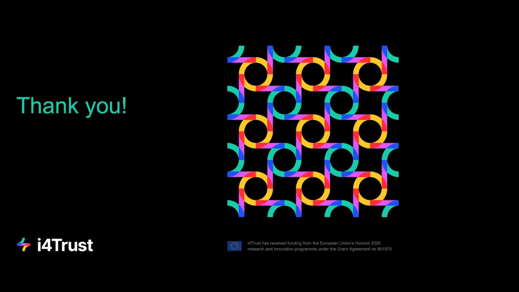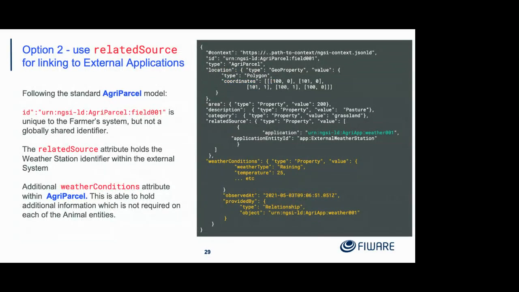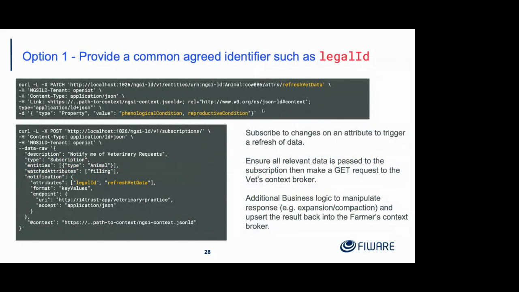Okay, for the patch, the example, I'll go back to that. What I'm doing here is I'm requesting a refresh of the following vets data. And actually, the watched attributes is still saying filling. It should. Oops.